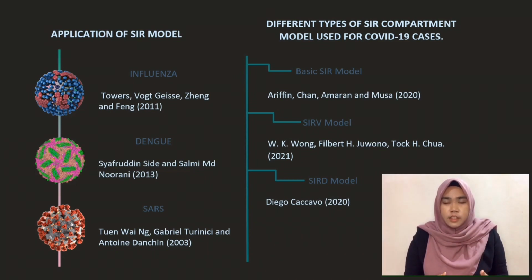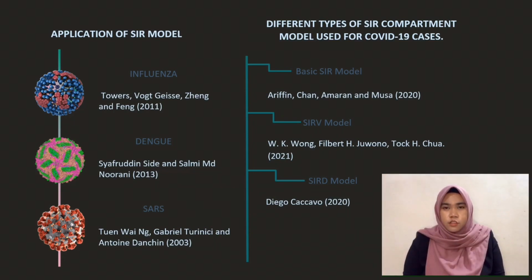Lastly is Severe Acute Respiratory Syndrome, SARS. A study conducted by Turici and Dancin in 2003 applied the SIR model to understand the pattern of the disease. Here is some research on different types of SIR compartmental models used for COVID-19 cases.